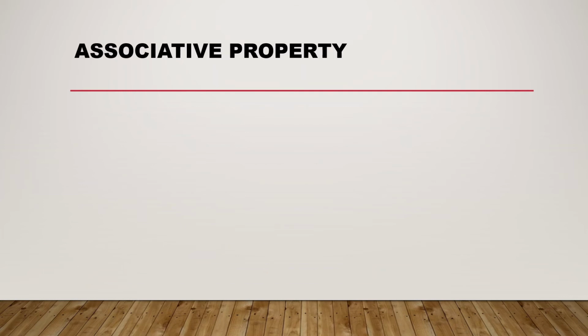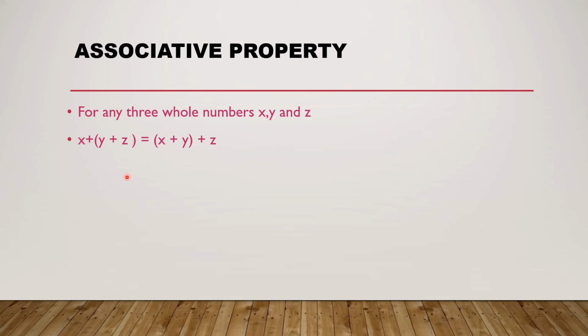Let us go into the next property, which is associative property. Association means forming groups. So let us take three whole numbers x, y and z. Now we are going to form groups of two numbers and then add it with the remaining number. We form a group of y and z and then we add it with x. This will be equal to when we form a group of y and x and then we add it with z. Let us see an example.